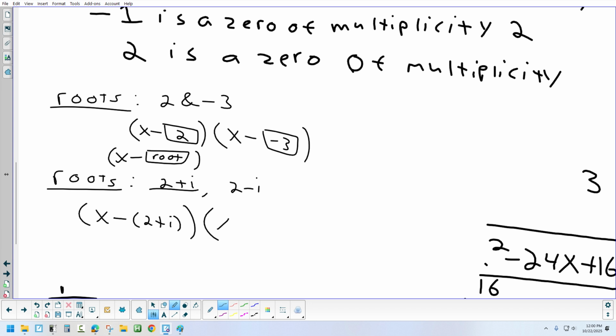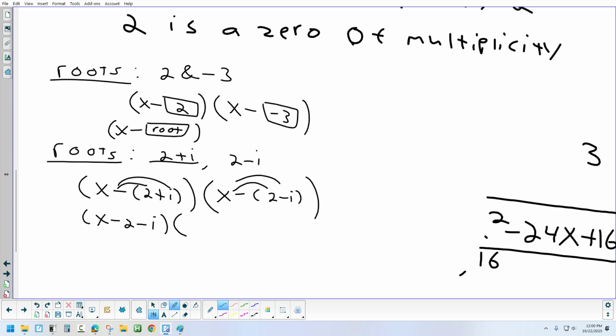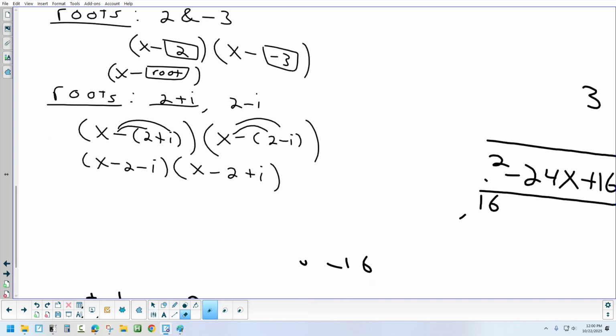And what would the second factor be? x minus 2 minus i. Yep, x minus the root. Once we write that, now we just have to clean it up. What would we do with this negative in front of the parentheses? Yep, distribute it. Same thing with this negative. x minus 2 plus i. And now we just have to distribute these two things together, and we'll have our final answer.